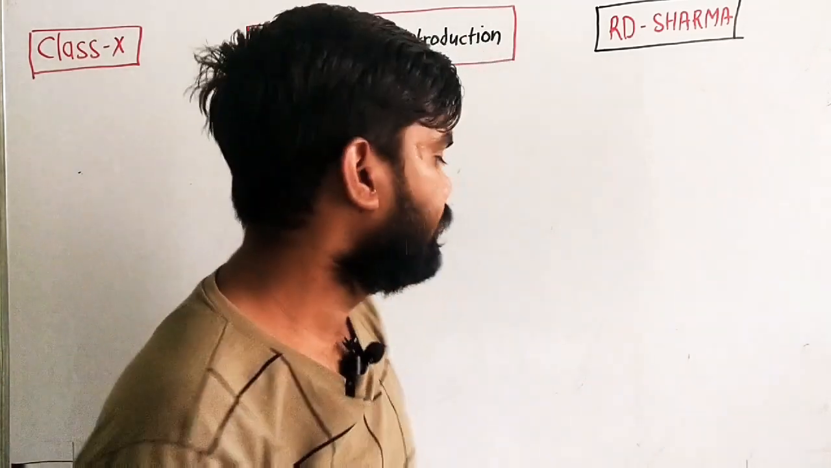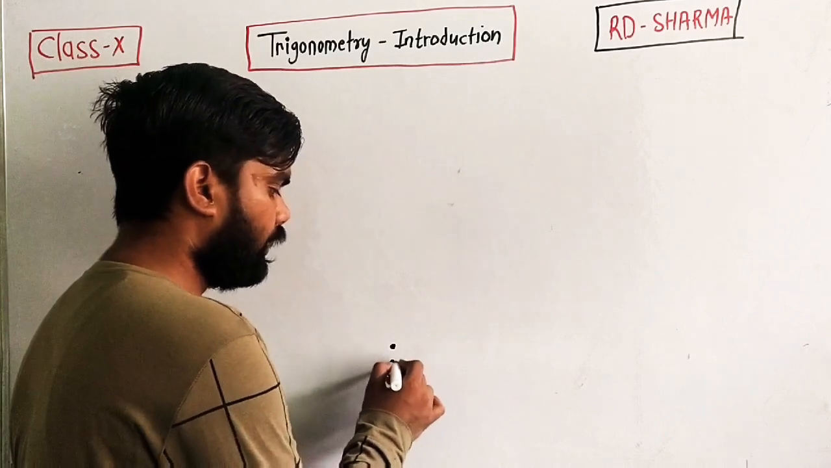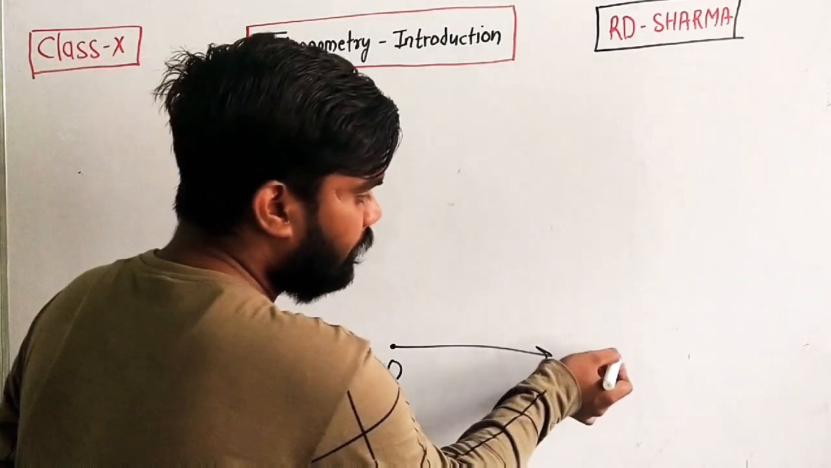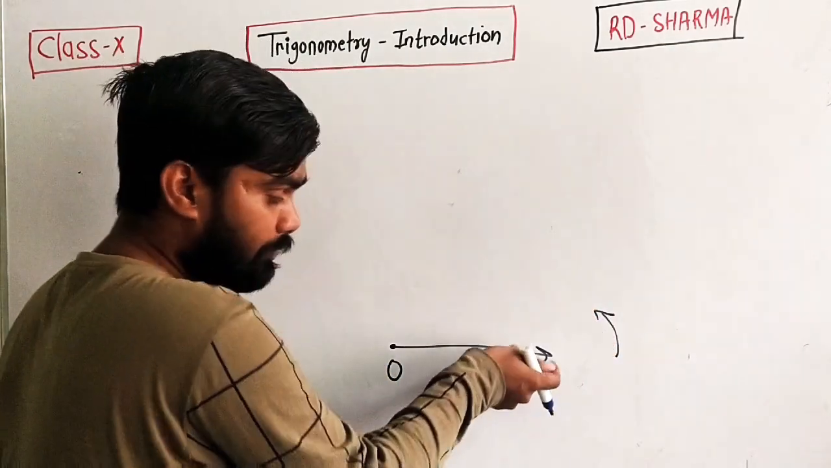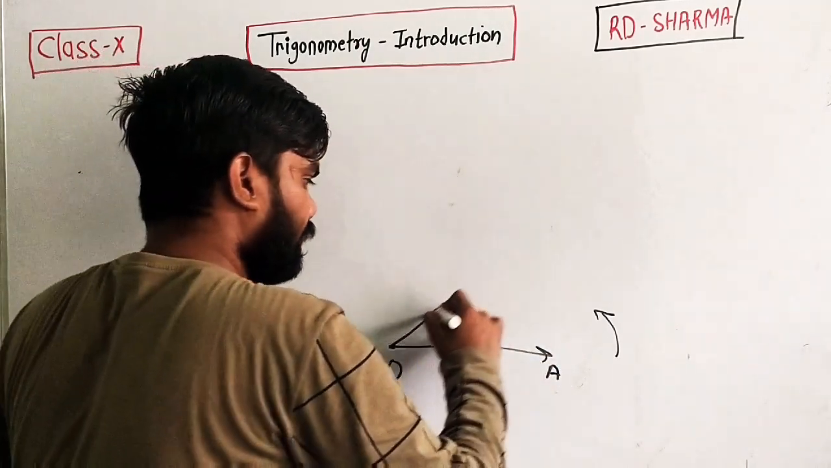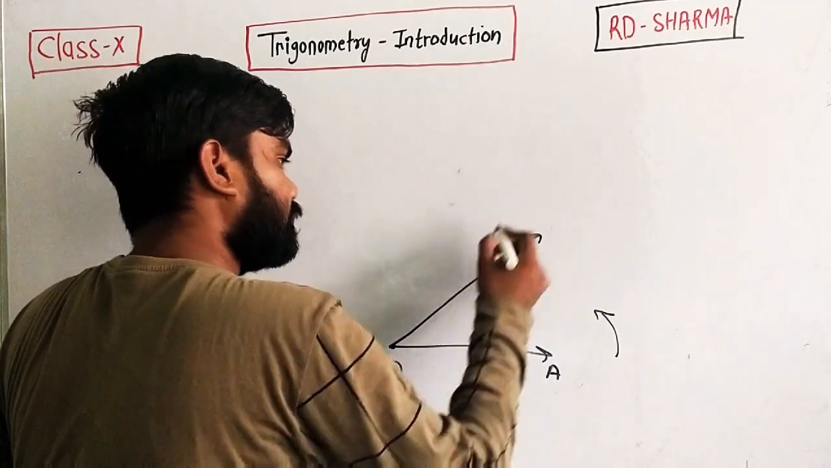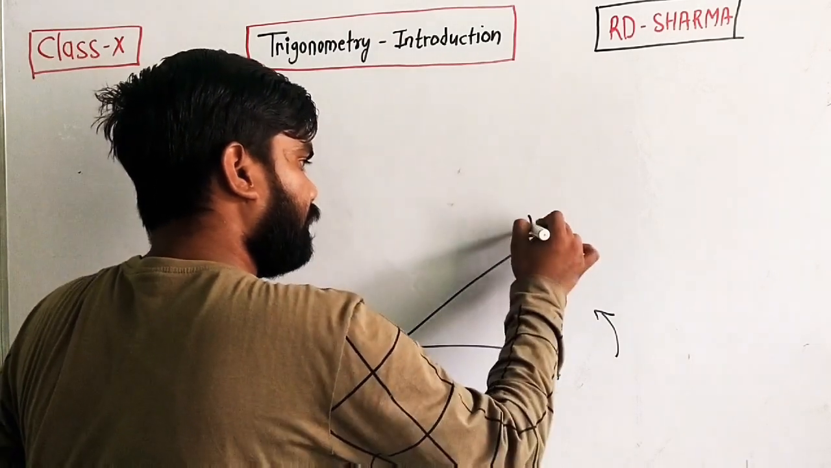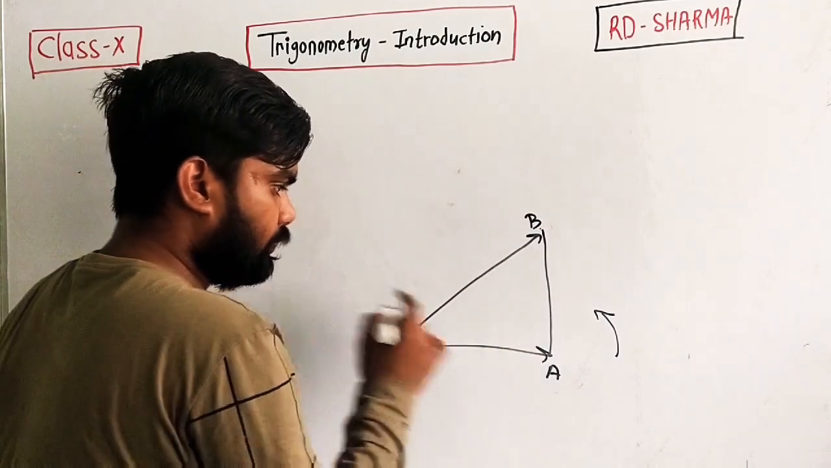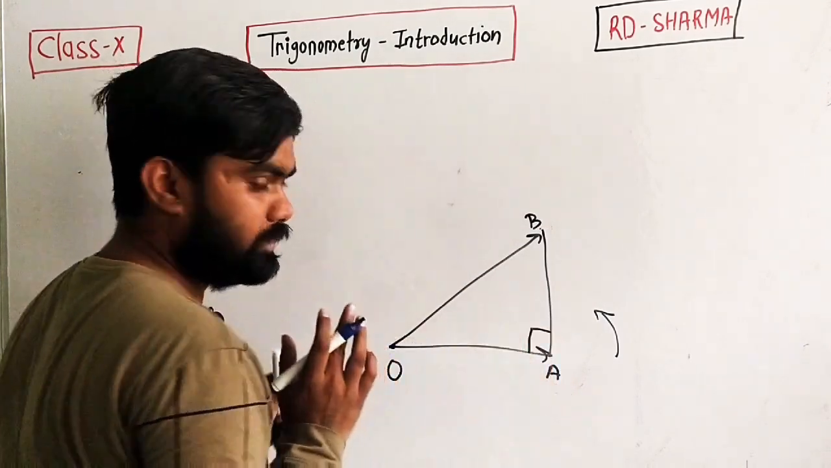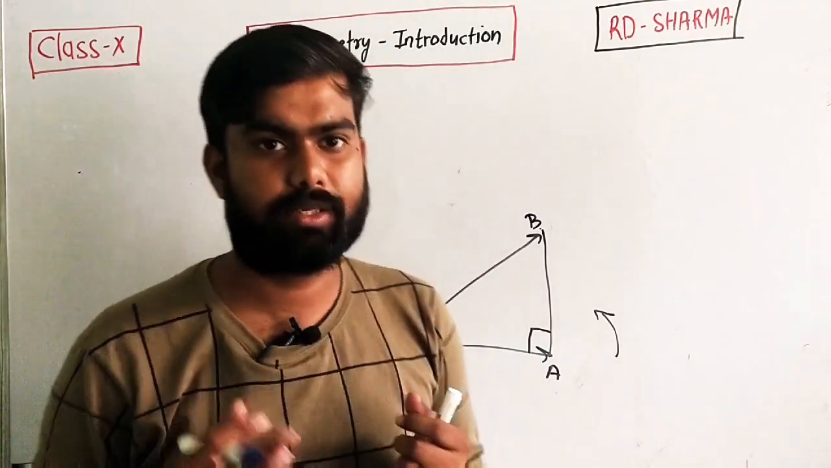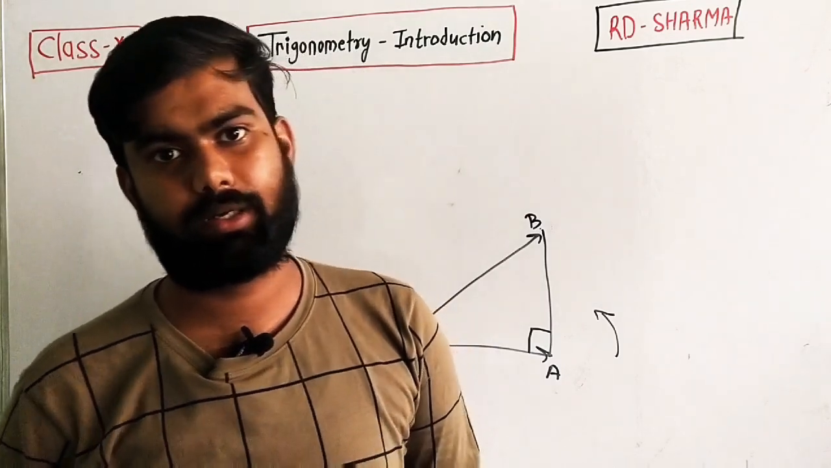Okay, let's see. This is a point O and this is a line OA. If we move this line in an anti-clockwise direction, it will look like this. Suppose that this point is B. If we draw a perpendicular from B to A, it will look like this. This is your triangle. Basically, trigonometrical ratios work on a right-angled triangle.